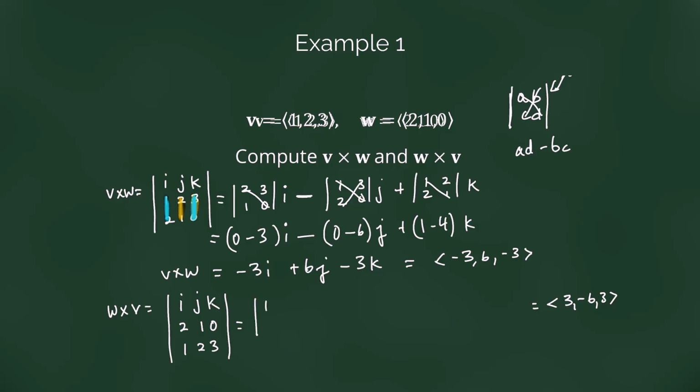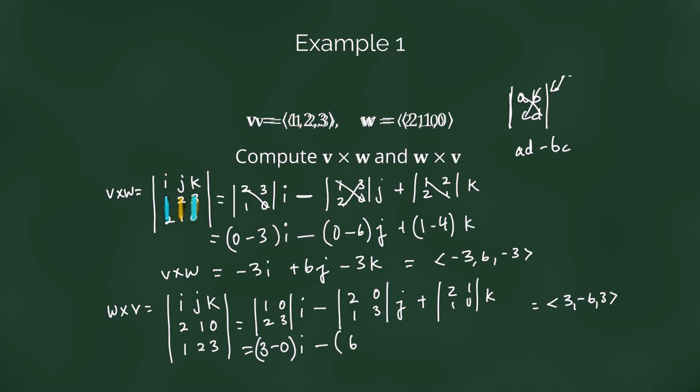So now I'm going to do the determinant of the matrix 1, 2, 0, 3 times i, minus 2, 1, 0, 3 times j. Those come from the columns underneath i and k. And then we take the columns underneath i and j and multiply that by k. And using our rules for determinants, we get 3 minus 0. Notice that's the opposite of what we had the previous time. Then minus 6 minus 0 times j plus 0 minus.